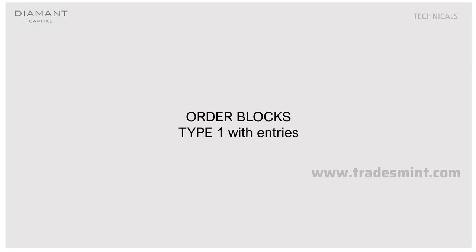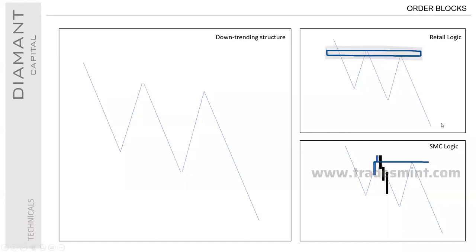Now, what I mentioned in that video is order blocks, and we've got different types. Me personally, I would break it down into 3 different types. I'm going to be looking at type 1 with entries, and every single one is going to be how you enter, where you put stop loss, where you put take profit. But yeah, let's just get into it.